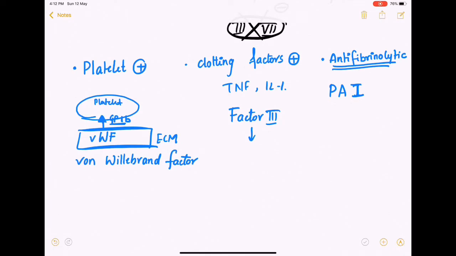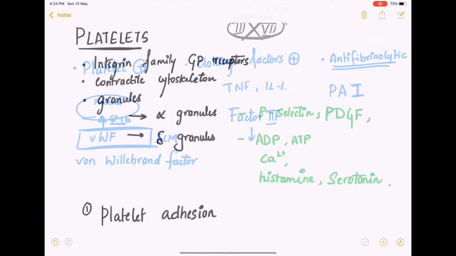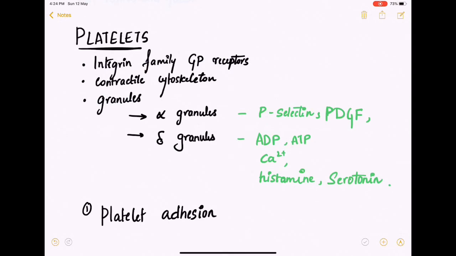So all these factors are going to help in clot formation on an injured endothelium. Next to talk about over here is the platelets. What's important in a platelet for coagulation is the integrin family glycoprotein receptors present on it, the contractile cytoskeleton, and the granules, which include alpha and delta granules.